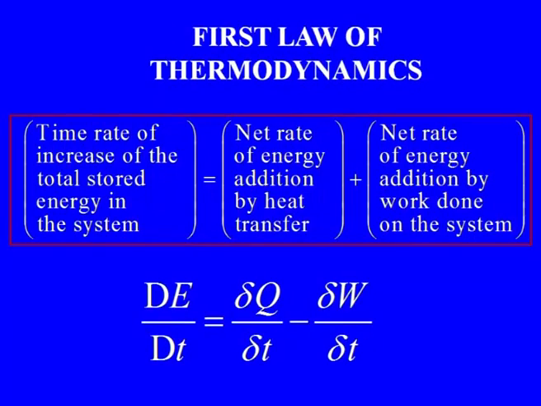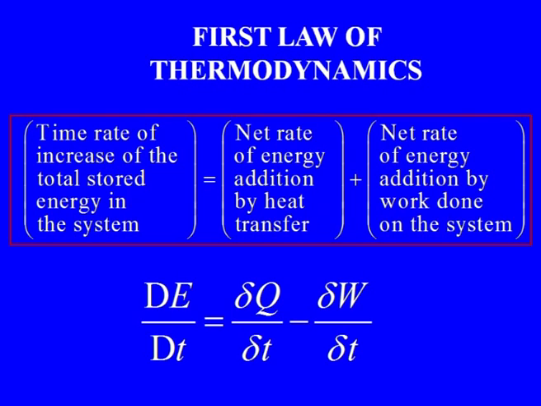So now let us start off with the first law of thermodynamics, which is the basic equation for energy conservation. What does this law say? Let us recall what we learned in our thermodynamics class. It says the time rate of increase of the total energy stored in the system is equal to the net rate of energy addition by heat transfer from the surroundings plus the net rate of energy addition by work done on the system. Let us use our usual symbols.